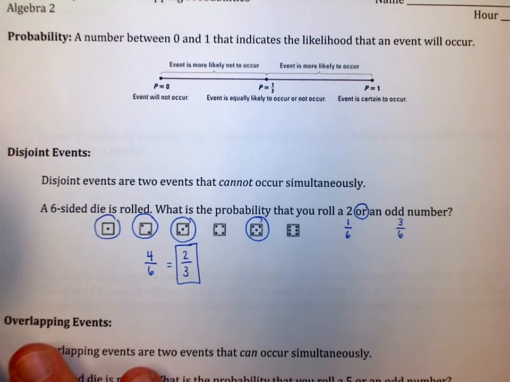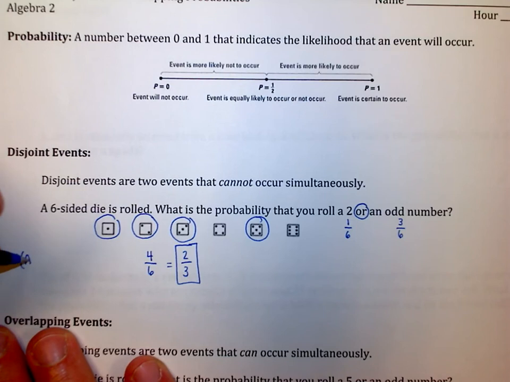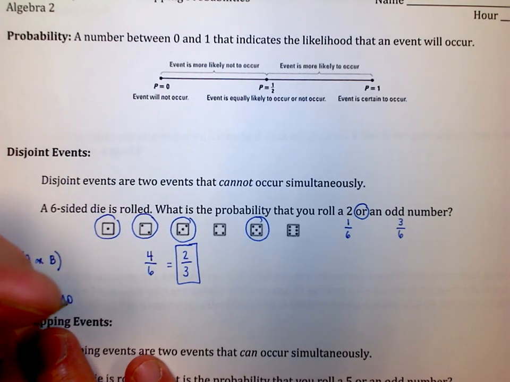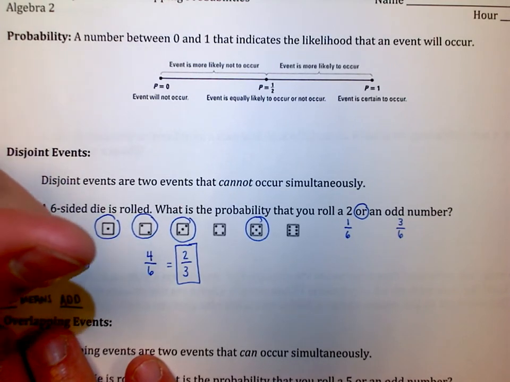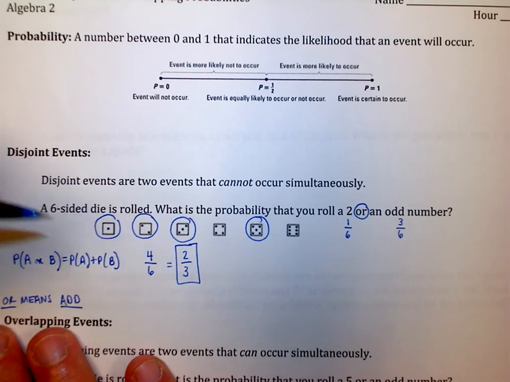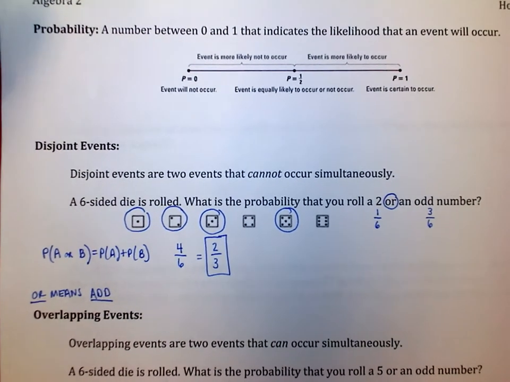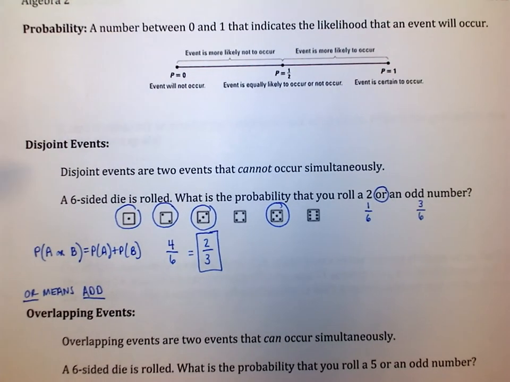And so we come up with this nifty little formula that says the probability of either one thing or the other thing happening, when we use or, means add. Or means add. We simply add the probabilities together. So that's what a disjoint event is. Disjoint events are two events that cannot occur simultaneously.